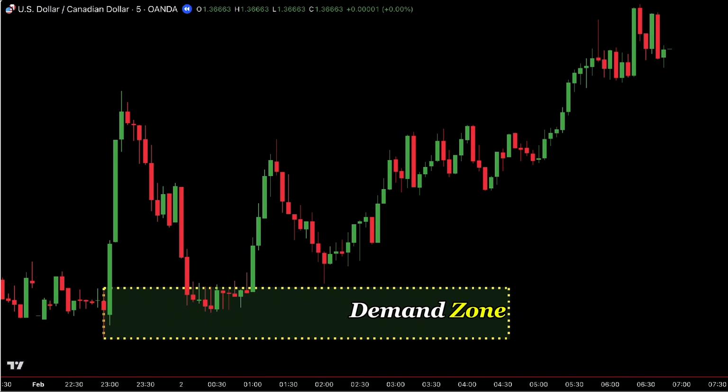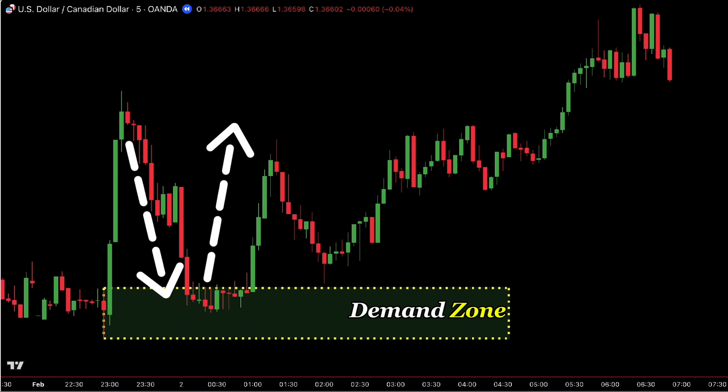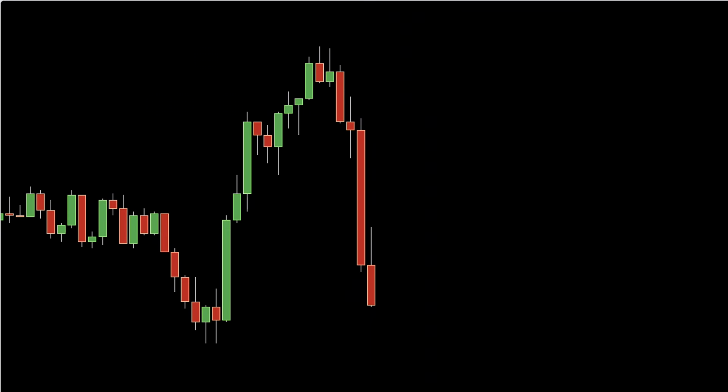Price eventually retraces back to that zone, and as soon as it touches the area, the market gets rejected. Buyers step in again, and price moves up strongly for a second time. Now look at another example.